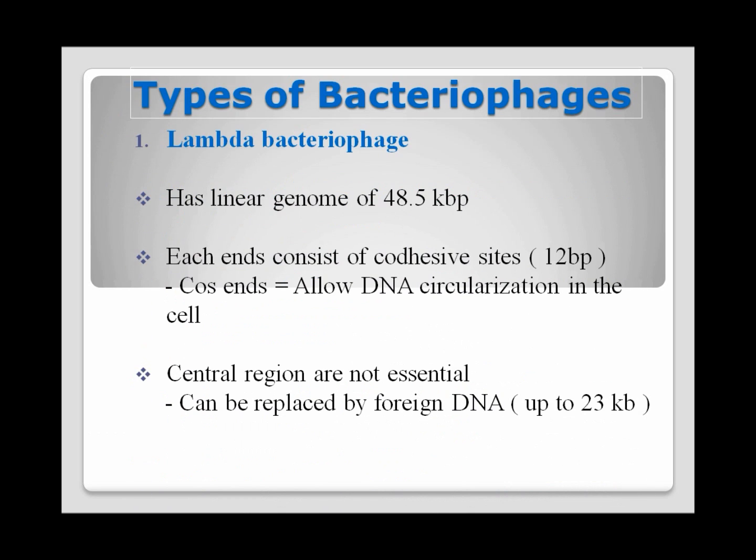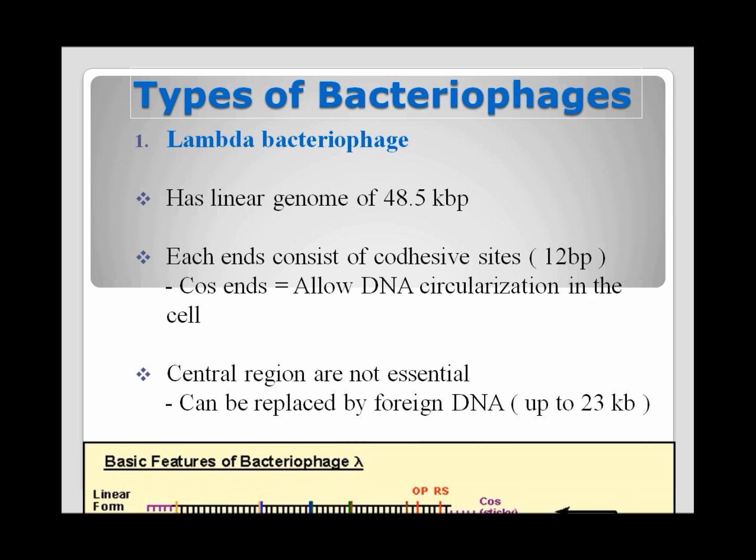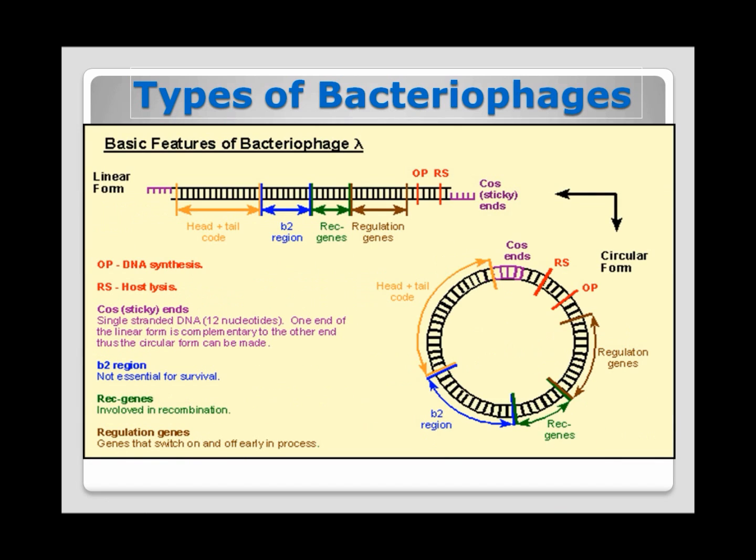There are several types of bacteriophage. The first one that I would like to explain is the lambda bacteriophage. Lambda bacteriophage has a linear genome of 48.5 kbp. Each end of this lambda bacteriophage consists of cohesive sites, which are approximately 12 bp. The central region is not essential, therefore it can be replaced by foreign DNA with a size of up to 23 kilobase pairs. This is the overall picture of lambda bacteriophage.